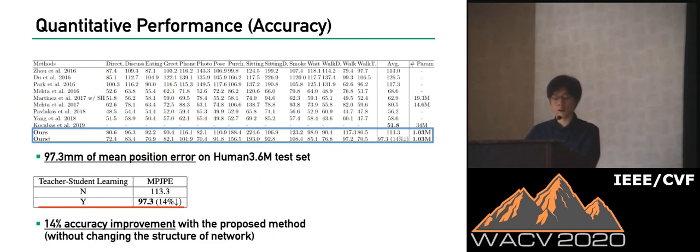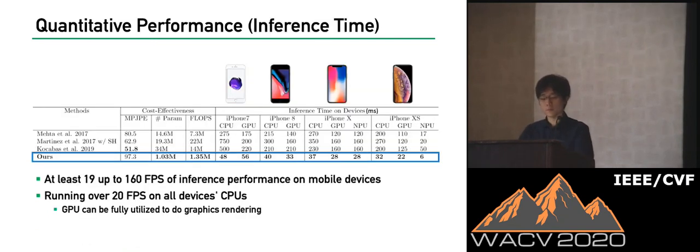Next part is evaluation. Even with small network scale, our network reached 97.3 millimeters of MPJPE, and compared to the vanilla method, the proposed training method reached 40% accuracy improvement. In inference time benchmark, the network performs up to 160 FPS on mobile devices.